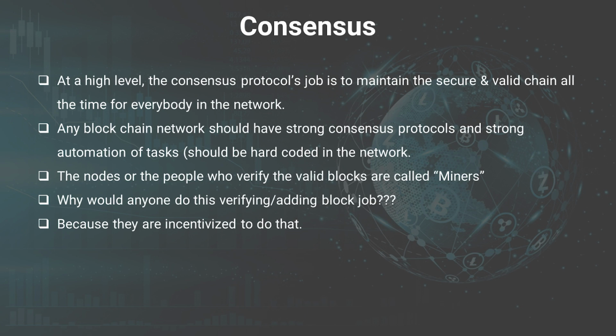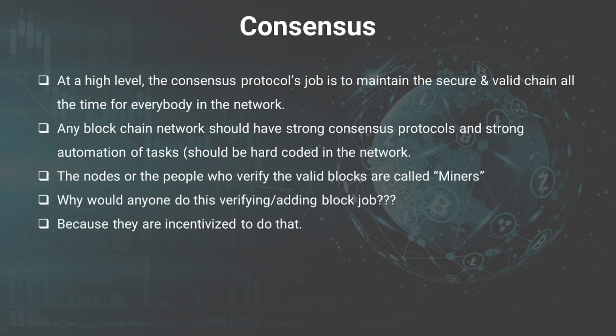So at a high level, the consensus protocol's job is to maintain the security, have the rules to verify the blocks, and provide an extra layer of security for the entire network. So any blockchain network we build should have a strong consensus protocol, and of course some sort of automation in the block. Nodes and people don't want to do the entire thing manually, so the program itself does some automation, like verifying blocks, ignoring or adding.